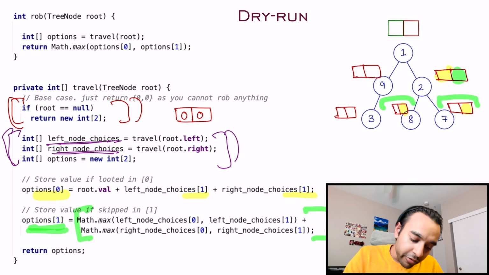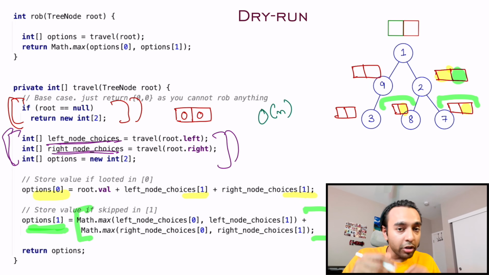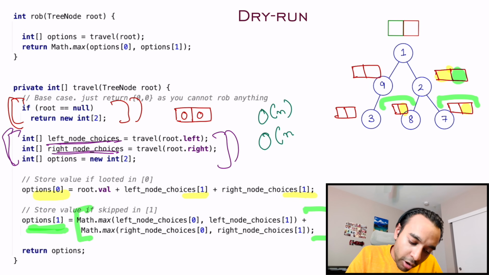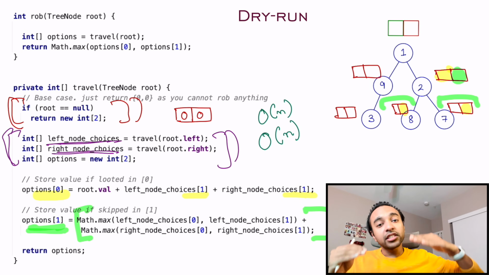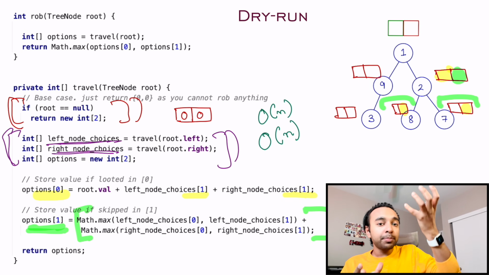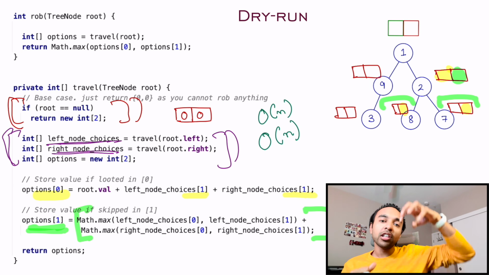The time complexity of this solution is order of n. That is because you're going through all the nodes only once. And the space complexity of this solution is also order of n. That is because in a recursive stack, you will need to maintain some space to recurse backwards all the way to the root node. I hope I was able to simplify the problem and its solution for you.